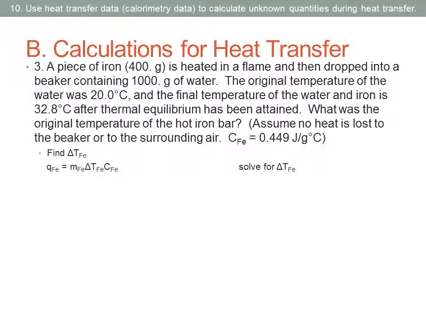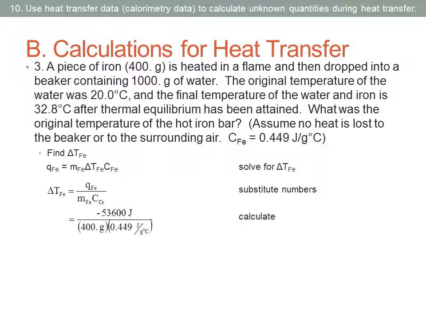Now we can find the change in temperature for the iron because we know the heat that it released, we know the mass of the iron, and we know its specific heat, so we can solve this for delta T, just dividing both sides by the mass and the specific heat. We substitute in our values and we can calculate, and this gives us negative 298 degrees Celsius. That's the change in temperature.